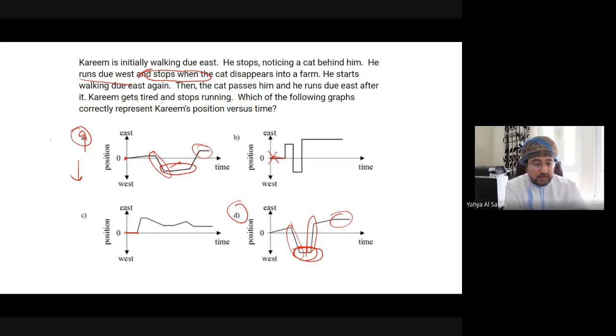It doesn't mean he needs to go in a straight line. It simply means that he is going further east or further west. Okay, A and D. Let me look at this again, A and D, and at the beginning of next lecture, I'll go over this.